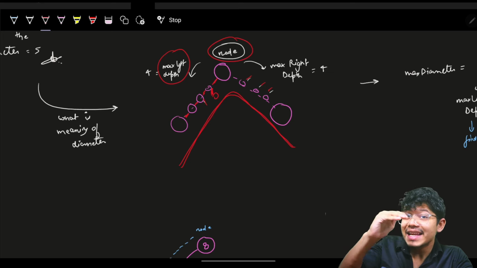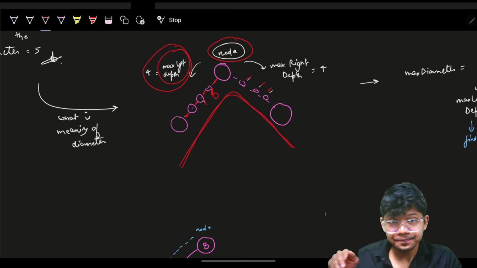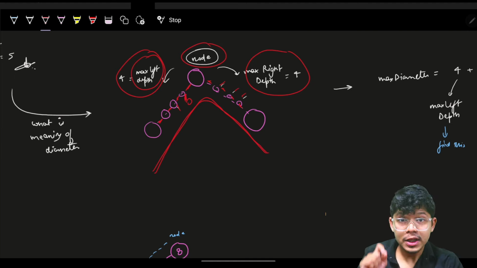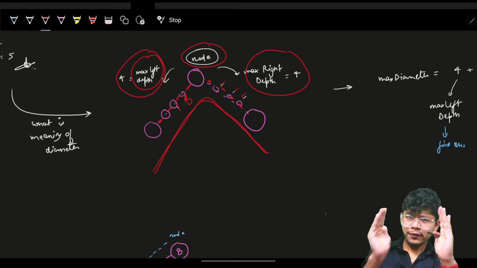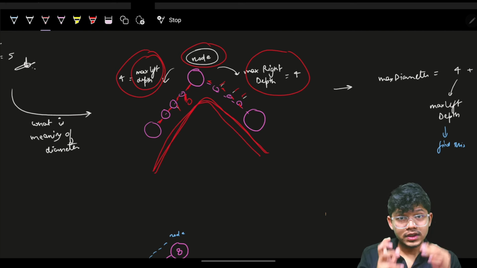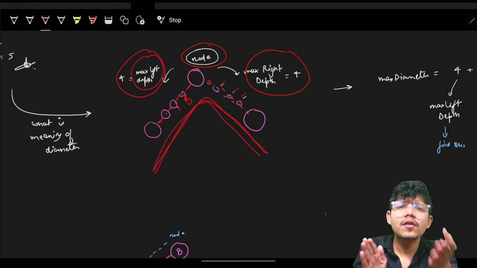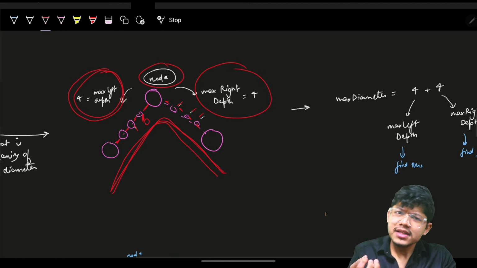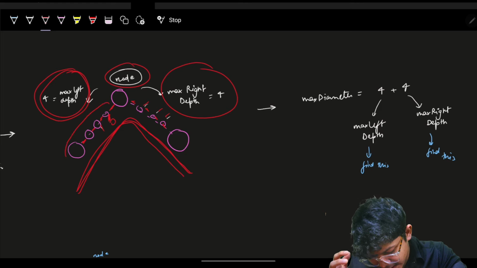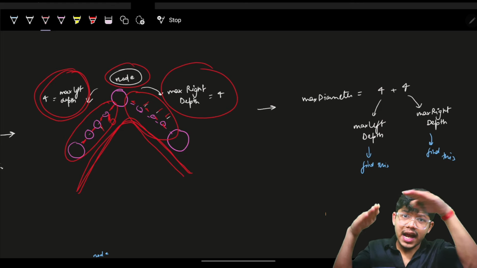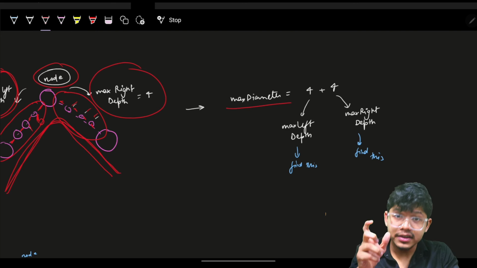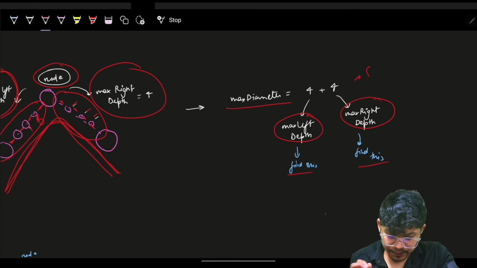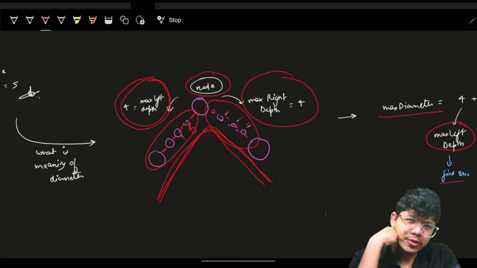Again, when I say depth, I mean edges, right? 4 is the maximum left depth. And in the same way, 1, 2, 3, 4. 4 is the maximum right depth. So if I ask you what the length of this diameter is, you will say, oh, you found the maximum left depth and the maximum right depth. Simply sum them up, because left depth plus right depth is the entire diameter. So my diameter will be the maximum left depth plus the maximum right depth, which is 8.